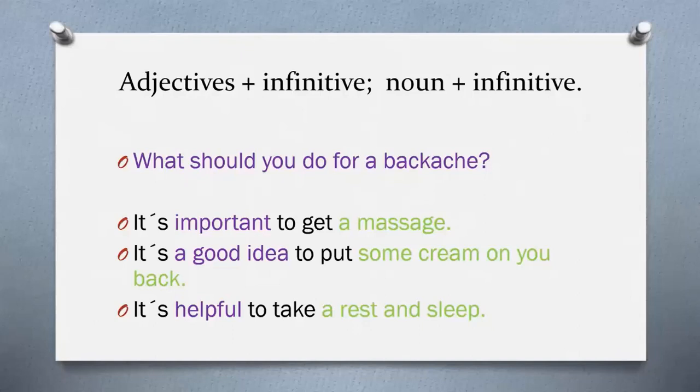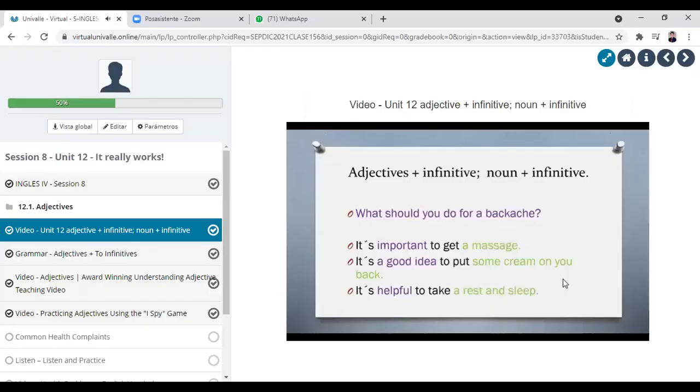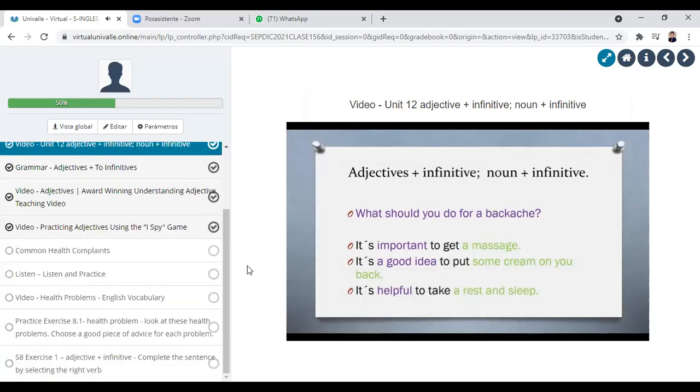In number one, it is important to know that when we are going to start giving a suggestion or an advice, first we have to start with the pronoun it. Remember that we use the pronoun it when we are talking about things, places, animals, or problems. In this case, the backache is a health problem. Remember that we have to start with the pronoun it and after that with the verb be.